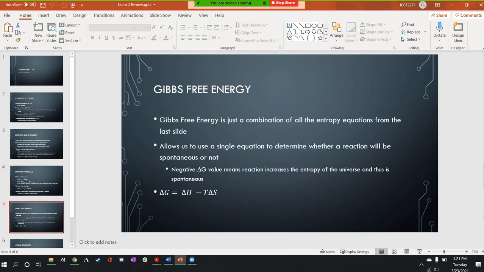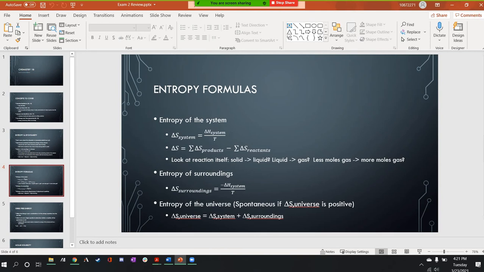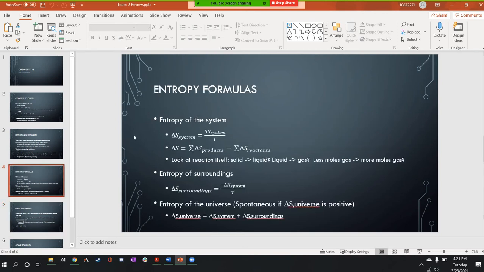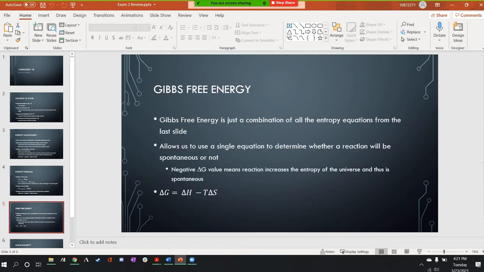And that's because this Gibbs free energy equation is literally just a combination of all these other equations put into one nice equation that then allows us to just figure out whether a reaction is spontaneous or not. So it's not anything new. It's just a derivation of all this entropy and delta H and temperature stuff put into one nice little package. And so that's why instead of calculating the entropy changes in the universe to figure out whether a reaction is spontaneous, we can just calculate its Gibbs free energy value.